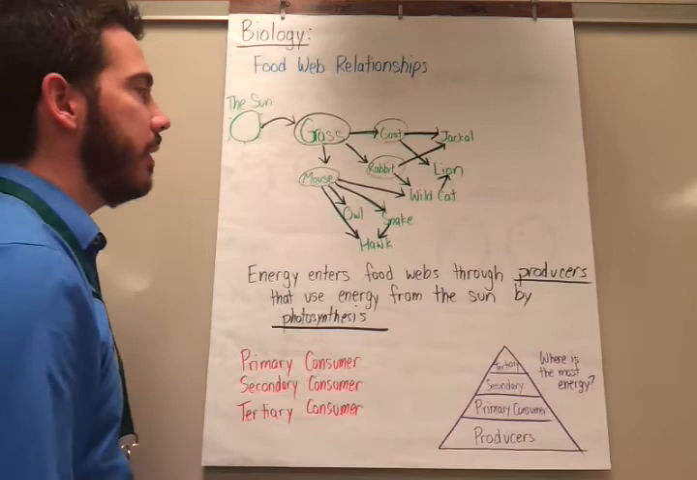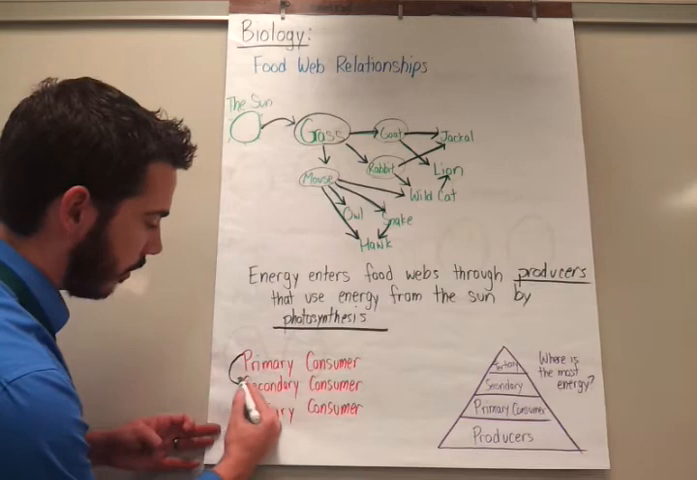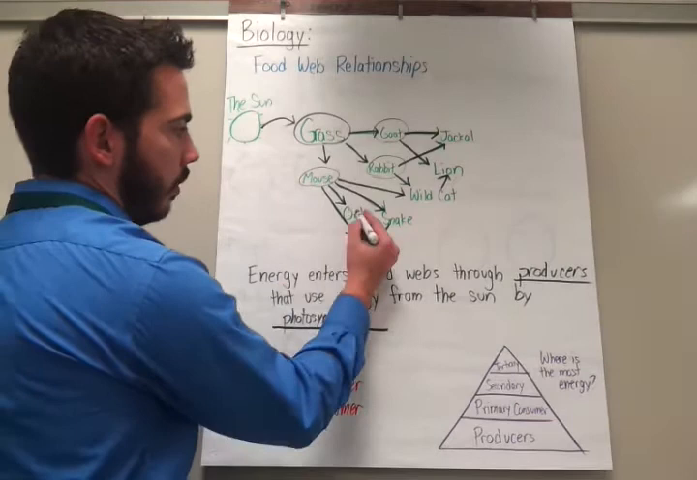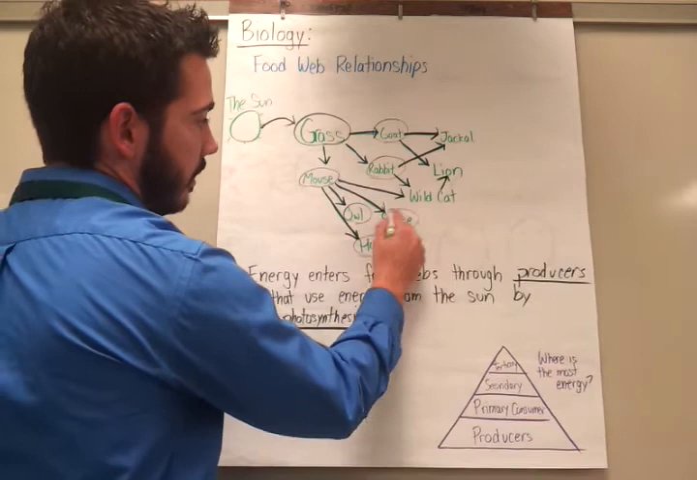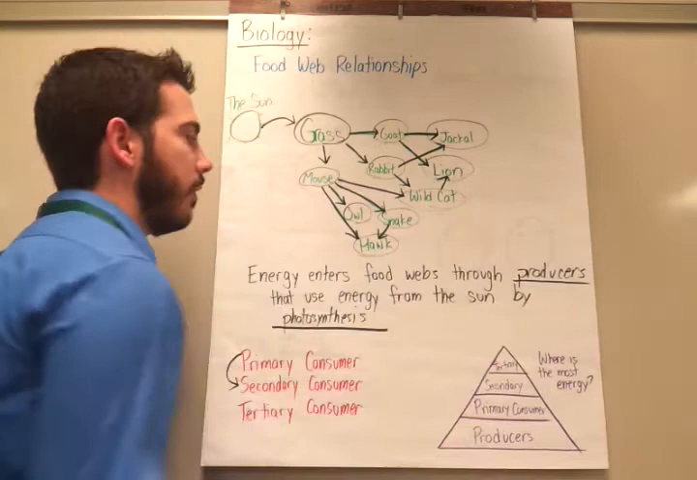Then we've got our secondary consumers. A secondary consumer, by definition, eats a primary consumer. So literally, energy is transferred from a primary consumer to a secondary consumer. So what eats the mouse? Well, owls eat mice. Hawks eat mice. Snakes eat mice. Wild cats eat mice, and then the rabbit gets eaten by the jackal, the goat gets eaten by the lion, so we have our secondary consumers there.